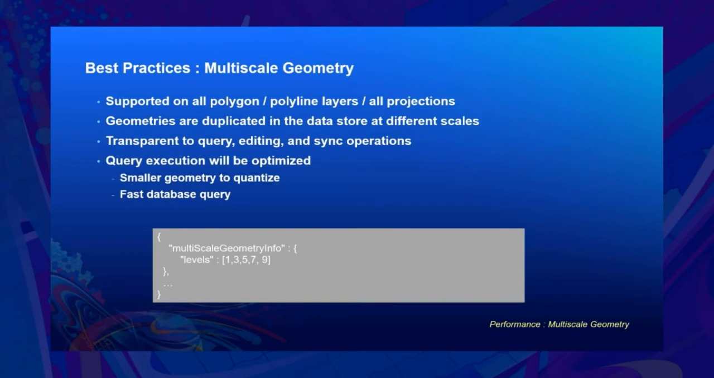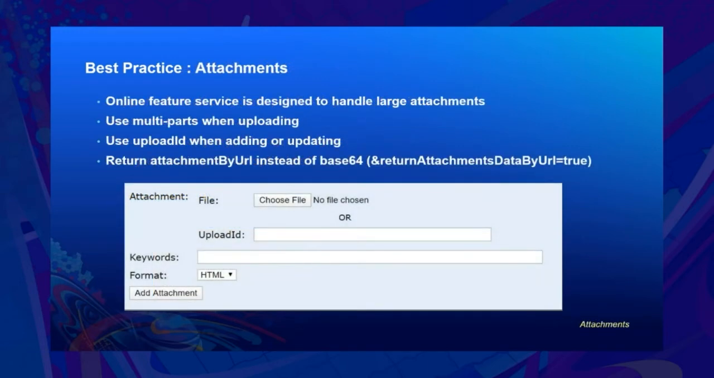If you look at the metadata of the layer, you will see the JSON representation of the multiscale geometries and the levels that we actually rebuild during building the multiscale geometry. You can enable and disable multiscale at any point in time from the UX and also from the REST API, admin API.